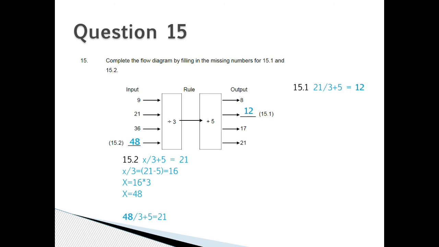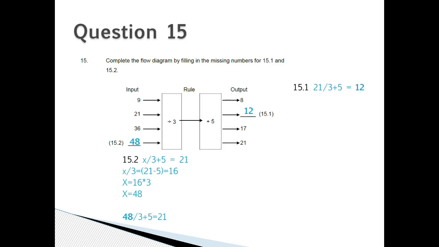So x divided by 3 plus 5 is equal to 21. X divided by 3 is equal to 21 minus 5, which is 16. X is equal to 16 times 3, so x is equal to 48. If you do it from the other way around, 48 divided by 3 plus 5 must equal to your output of 21.